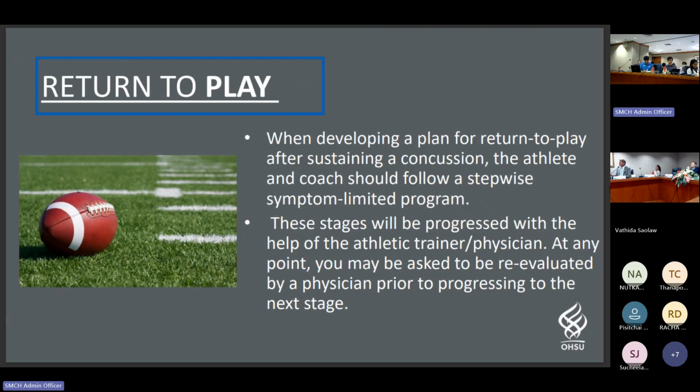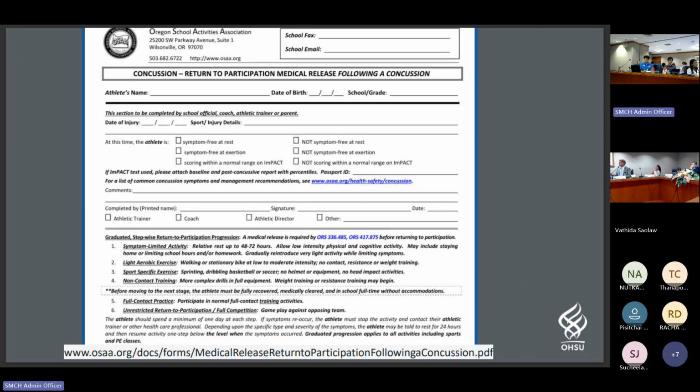And then return to play is, and I'm going to go over this a little more significantly, but return to play needs to be stepwise, and it needs to be monitored, and there's stepwise progression. At the state level, we developed this return to play form for our high school association. And it has areas for documenting the concussion and then a specific return to play. And you can look at this online, you can grab it if you want.